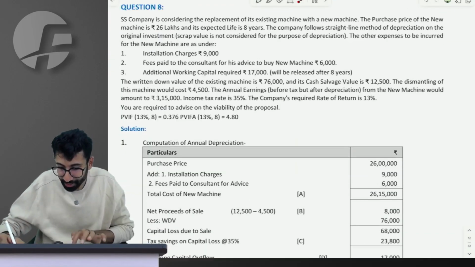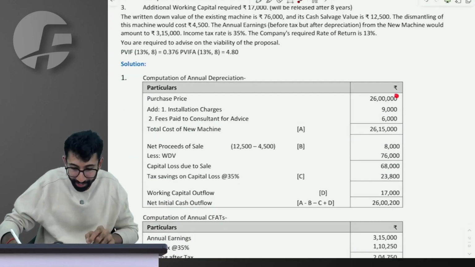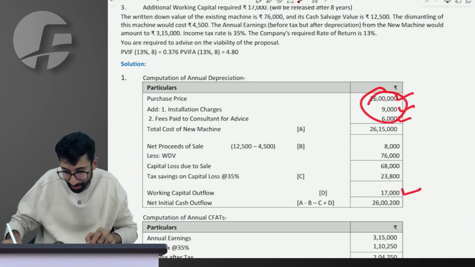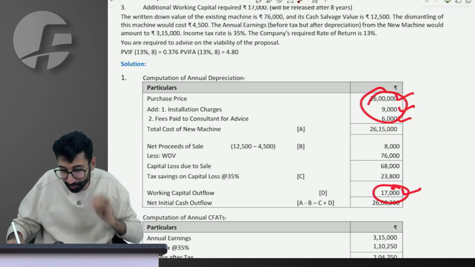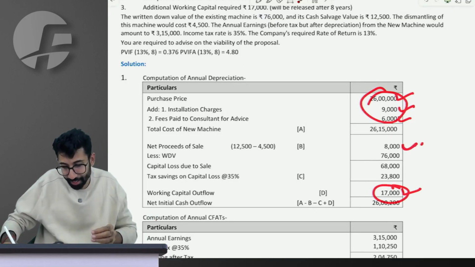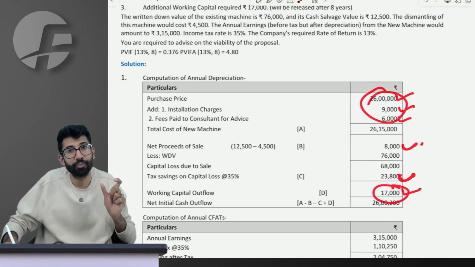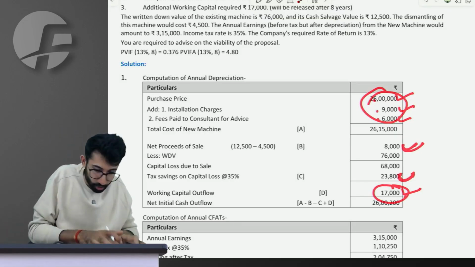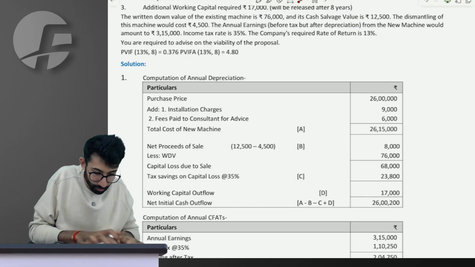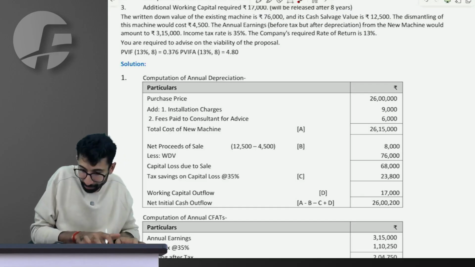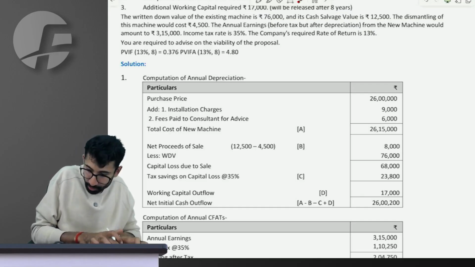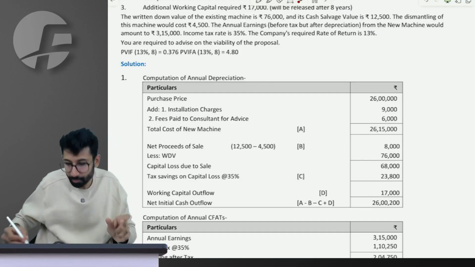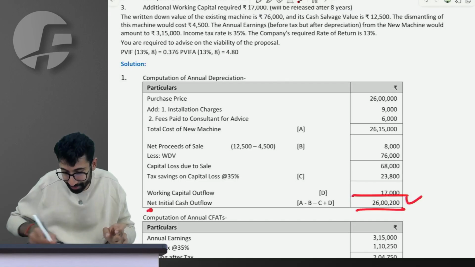Let me show you the individual amounts: 26 lakhs, 9,000, 6,000 and 17,000. All these are my initial investment. The benefit that you get is 8,000 and 23,800 tax benefit. So from all these outflows, let's deduct these two inflows. So 26 lakhs plus 6,000 plus 9,000 plus 17,000 minus 8,000 minus 23,800, give me 26,002,000 on my calculator as the initial outflow.